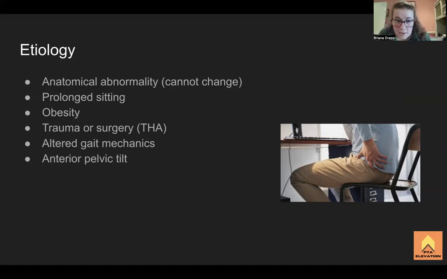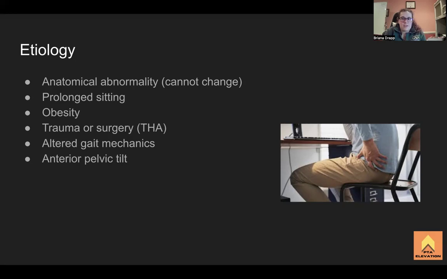Things that you can change are pretty much these other ones, besides like you can't choose to get a car accident or get hip surgery. It's kind of ended up being your option. But prolonged sitting, this is the number one cause of piriformis syndrome. If you are sitting on your butt, you are sitting very close to your ischial tuberosities.